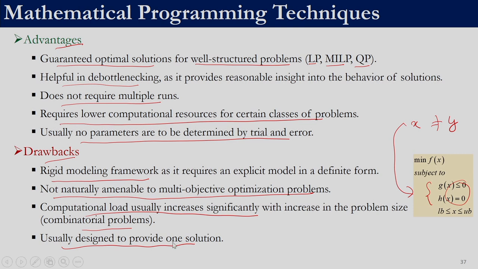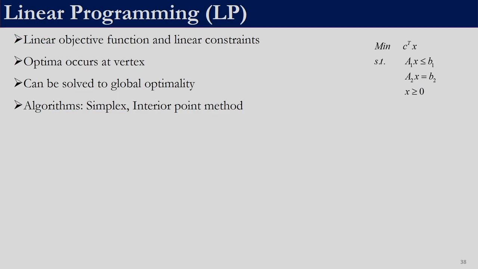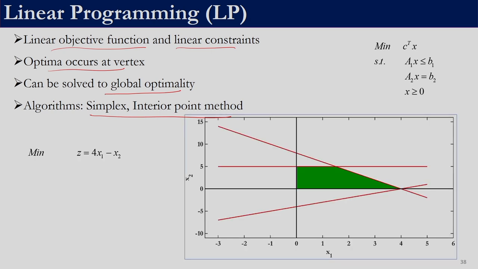Let us now briefly look into the four categories of problem. In a linear programming problem, as we discussed, the objective function is linear and the variables are continuous. For linear programming problems, it is guaranteed that the optima always occurs at a vertex. And linear programming problems can be solved to global optimality using the simplex and interior point methods. So that is an advantage of linear programming problems. This is a linear programming problem that we have.